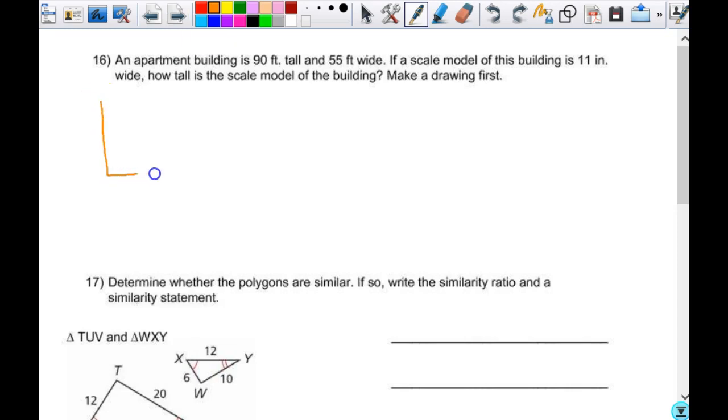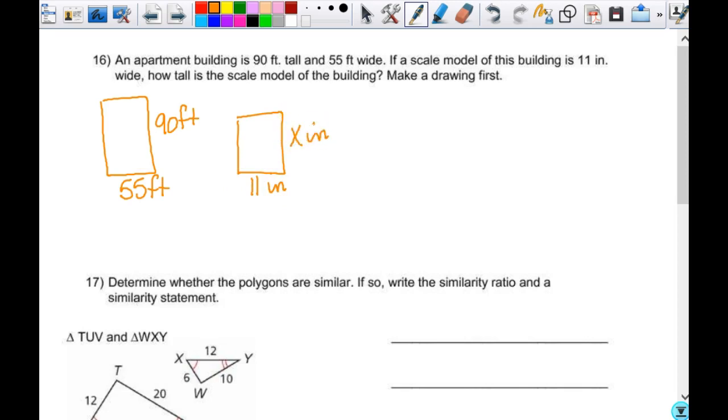So here's my apartment building. It is 90 feet tall. It is 55 feet wide. Here's the scale model. It is 11 inches wide. And I want to know how tall is it in inches.